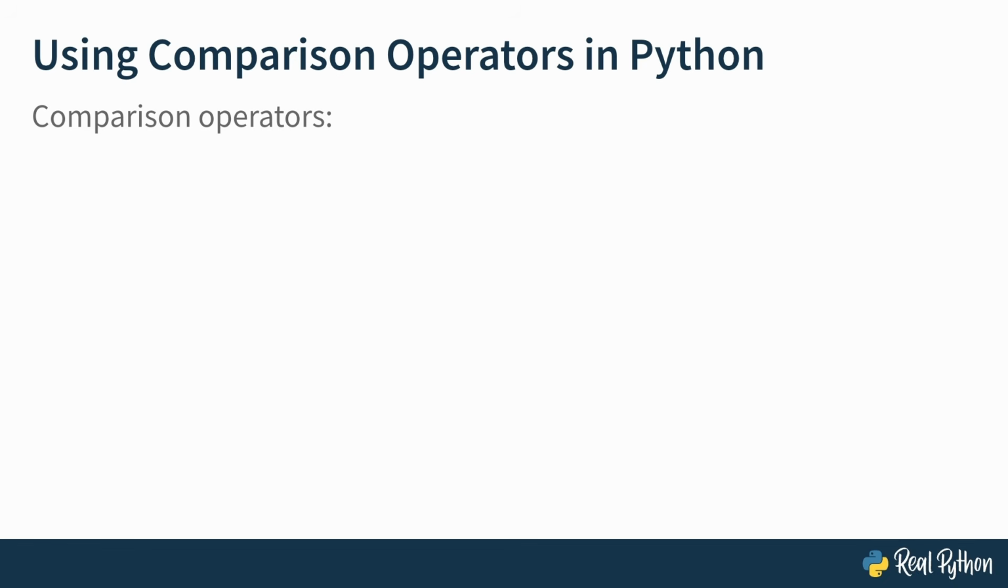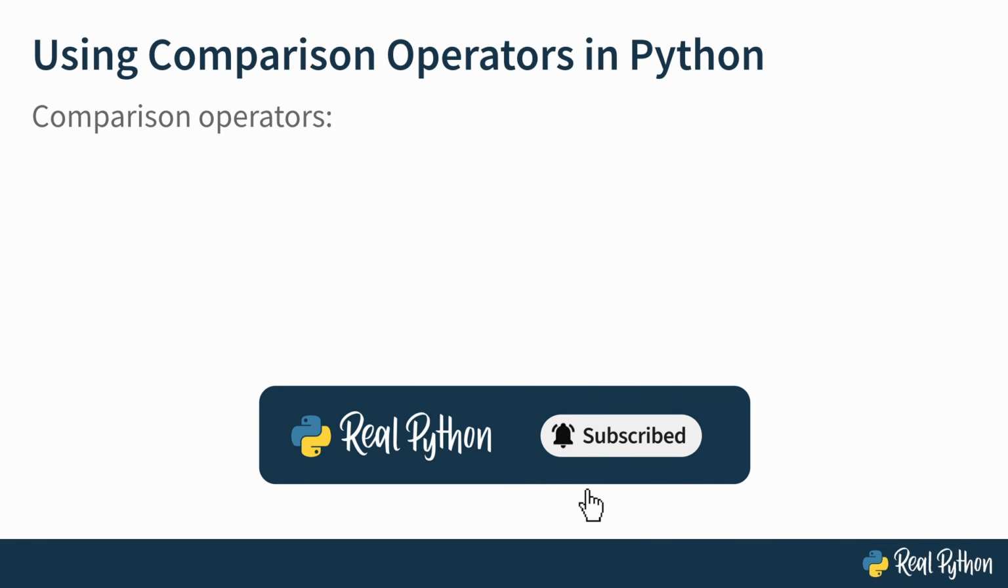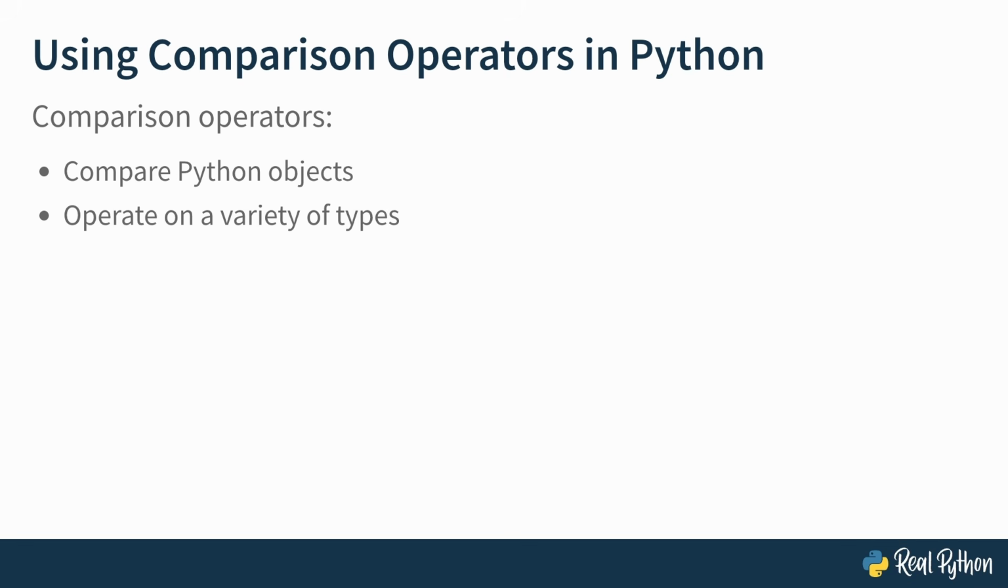Whoever said comparison is the thief of joy probably wasn't a programmer. Comparing objects in Python is key for logic, control flow, and all sorts of design patterns. So what do comparison operators do? They compare Python objects, operate on a variety of types, though the rules for this will differ with each operator, return Boolean values, and work as binary operators.